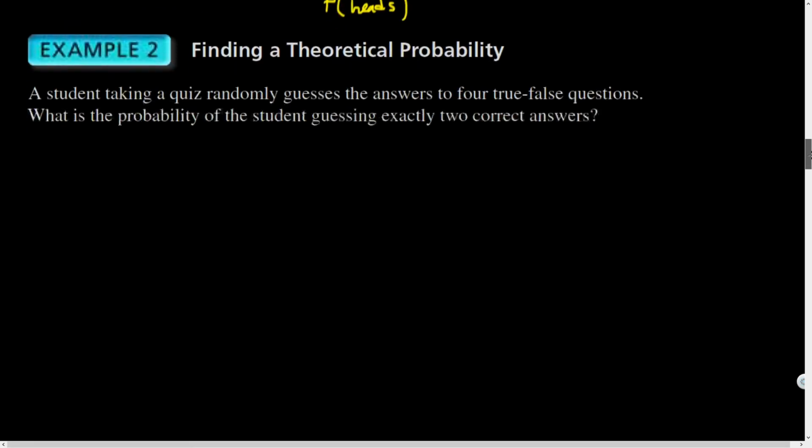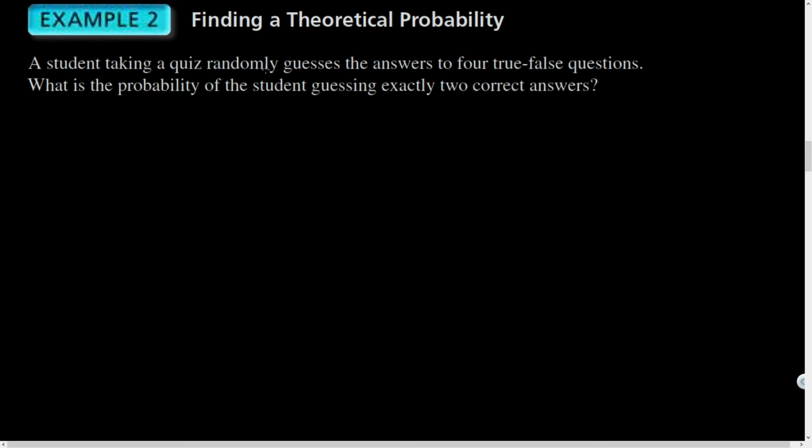So here we go, finding the theoretical probability. A student taking a quiz randomly guesses the answers to 4 true or false questions. What is the probability of the student guessing exactly 2 correct answers? I could do a tree diagram. I could write this out.